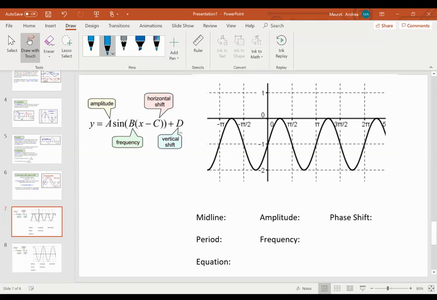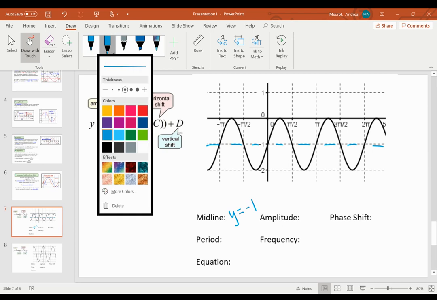This is Mrs. Moret with a video on how to write equations for a sine or cosine function given its graph. In order to do that, you need to be able to describe all of these key features that we have down here. First is the midline. The midline for this graph is y equals -1. Since the midline is an actual horizontal line, you do need to write it as an equation, y equals -1.